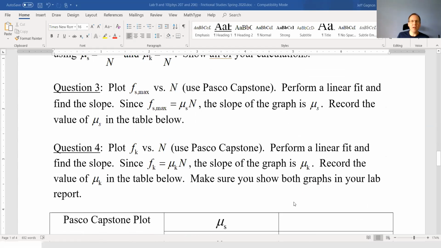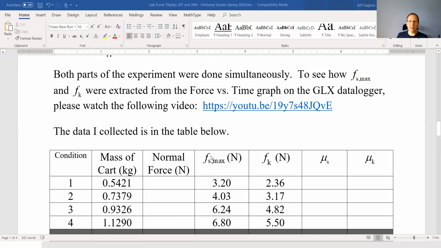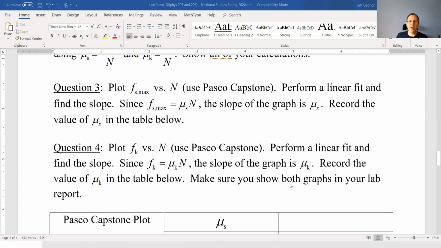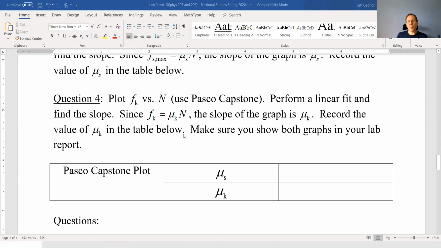And then question 4 is almost identical, except now you're plotting Fk, the kinetic frictional force, versus normal force. So again, normal force will be on the x-axis, and now Fk will be on the y. And then do a linear fit. And then what is that slope equal to? Well, that slope should in theory be equal to mu k. So you're going to record that slope value in here. Okay, and make sure that you include both of those graphs in your lab report. You want to copy and paste them into your lab report. I want to see both those graphs.